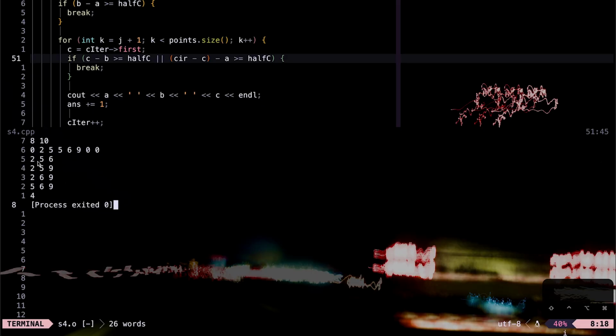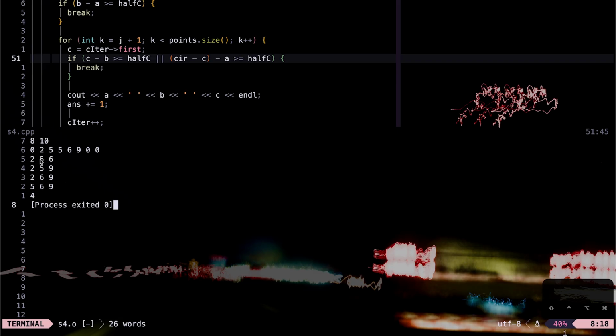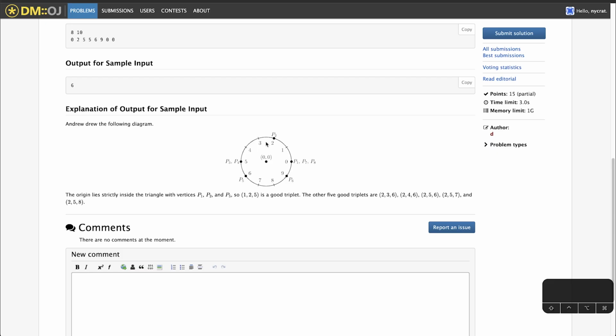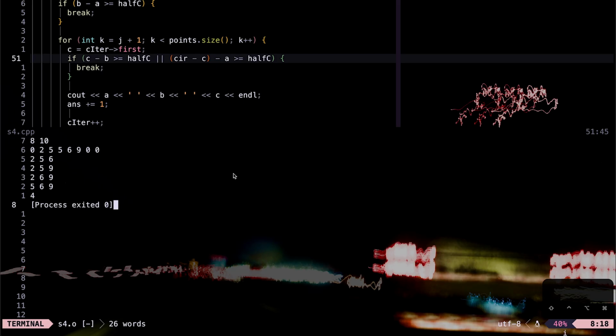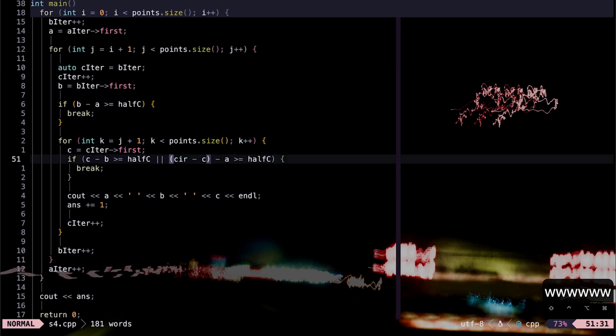Alright, so we get 4. Which is what? Hold on. Which is 2, 5, and 6. So 2, 5, and 6, which should not work at all. I think I did this wrong. It is C.